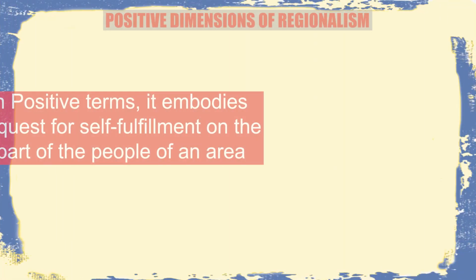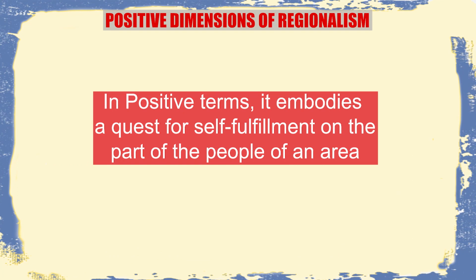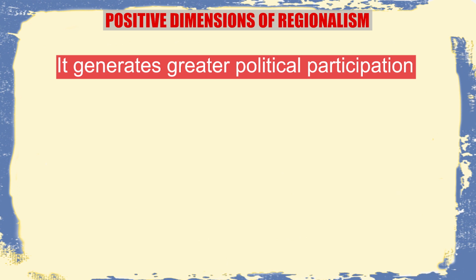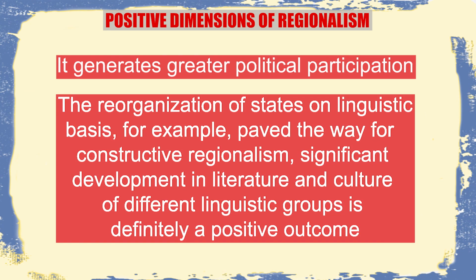that may be enough for smaller identities. Now, regionalism as a concept has a positive dimension as well as a negative dimension. In positive terms, it embodies a quest for self-fulfillment on the part of the people of an area. In this quest for self-fulfillment, regionalism may enthuse the people of an area to organize some movement in some form which may bring about some constructive products. It might be in the form of greater political choice on the part of the people, greater political participation, political articulation, etc. For example, the reorganization of states on the basis of language in the 1950s and 60s paved the way for constructive regionalism in India. Significant development in literature, culture of different linguistic groups, and this can definitely be taken as a very positive outcome of grant of territorial autonomy to linguistic groups.